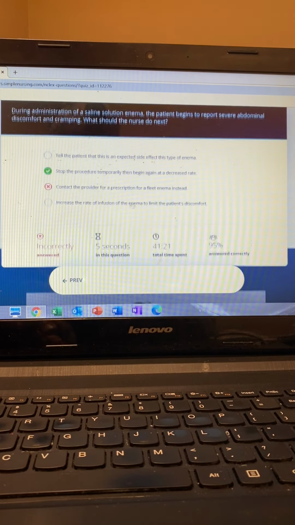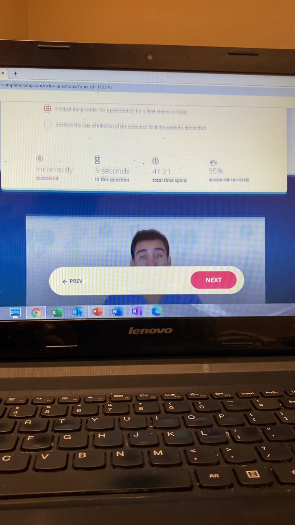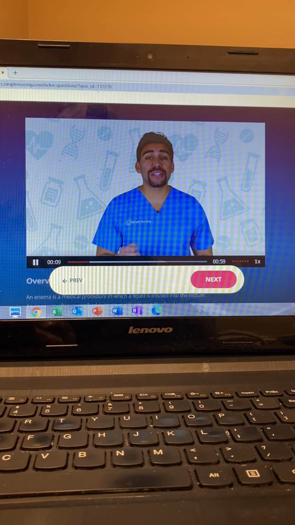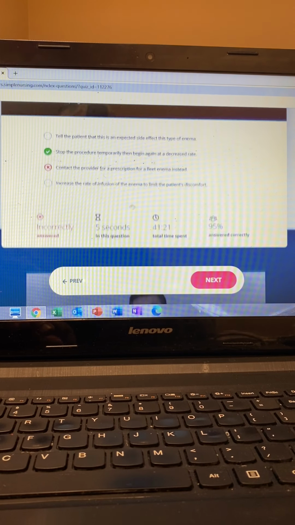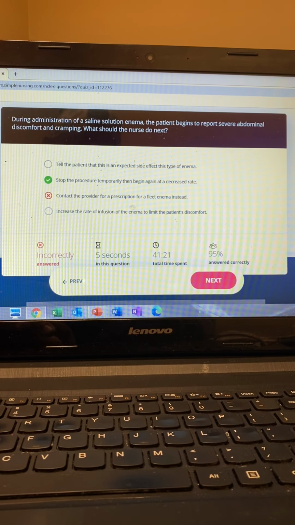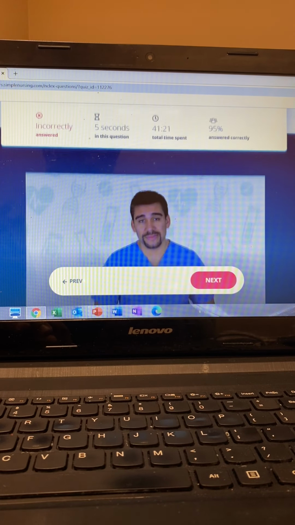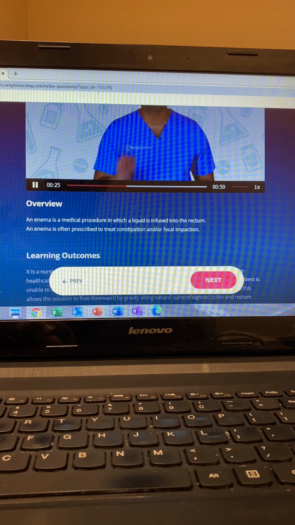Now using our 3 steps, let's break this down. This question is asking what to do next for the key problem here, giving saline enema to a patient who's currently having severe abdominal discomfort and cramping. So guys, the biggest thing that we're thinking here is we're giving too much, too fast, so we either stop or slow it down. So our solution we're looking for is to provide relief for the patient.